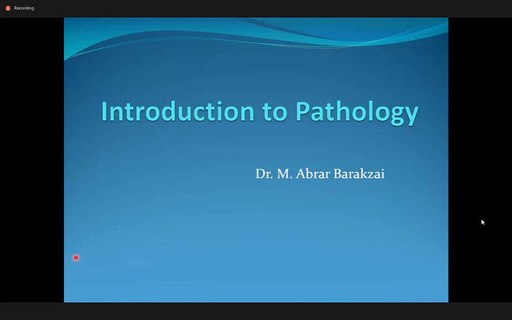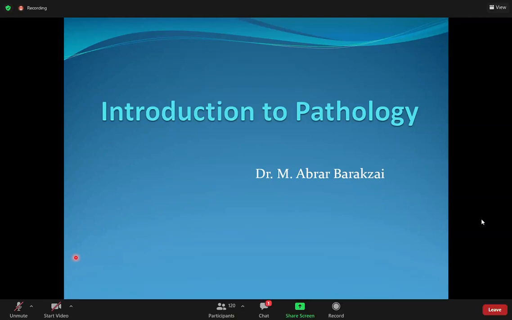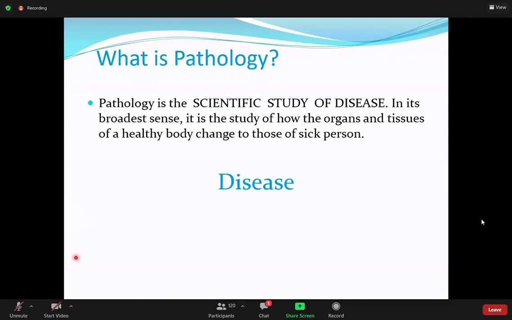Study of disease. So it's simple. What is pathology? It's a study of disease. So in a scientific way, yeah, it's a study of disease. And in a broader sense, it's a study of how the organ or tissue of the healthy body changes into the sick person. So anatomy and physiology, we were looking everything normal. But if something is abnormal, then we have to go through the pathology process.